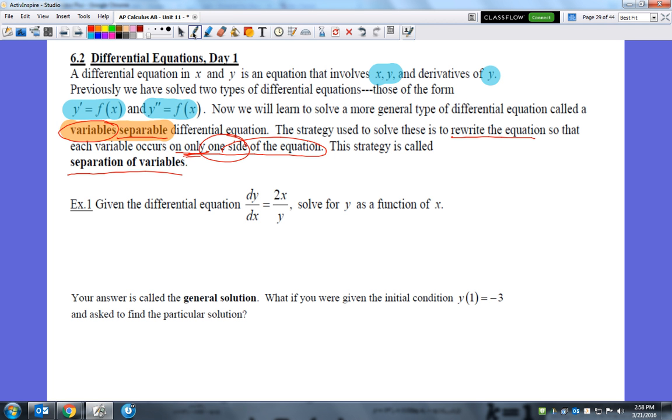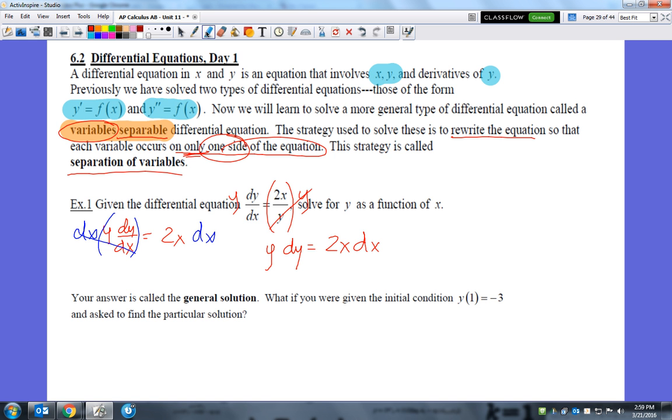So you can look at this like dy dx right here is equal to 2x over y. And if you want to interpret multiplying both sides by y, those would cancel. And you would have y dy dx is equal to 2x. Then you would interpret to multiply both sides by dx, so that those dx's cancel. And then you finally get y dy is equal to 2x dx.